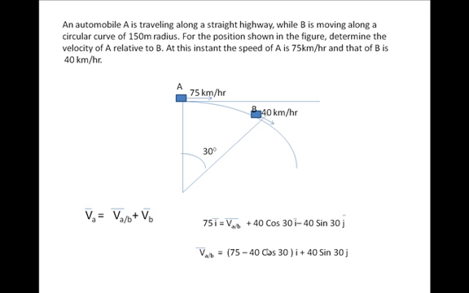Bring it on the left side and we get velocity of A with respect to B as 40.36 i plus 20 j, which will be 45 km per hour at 26.36 degree in the first quadrant. This number you get by squaring and adding and taking under root, and tan theta you get by 20 upon 40.36, tan inverse. So this is how you deal with relative velocity problems.